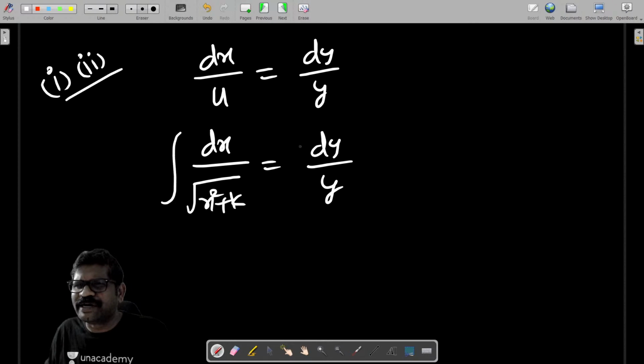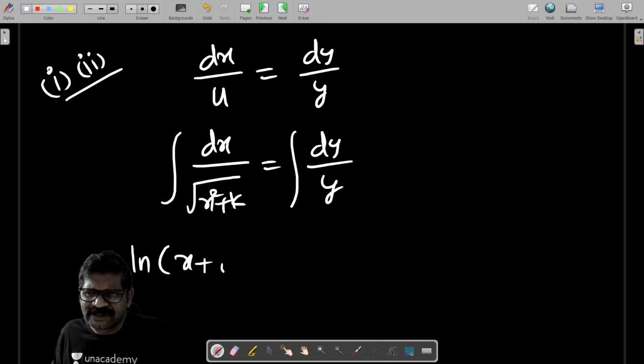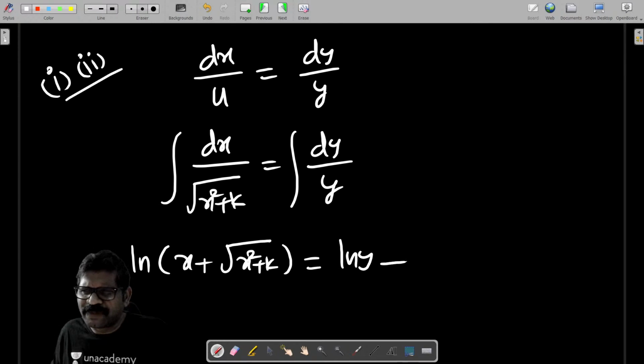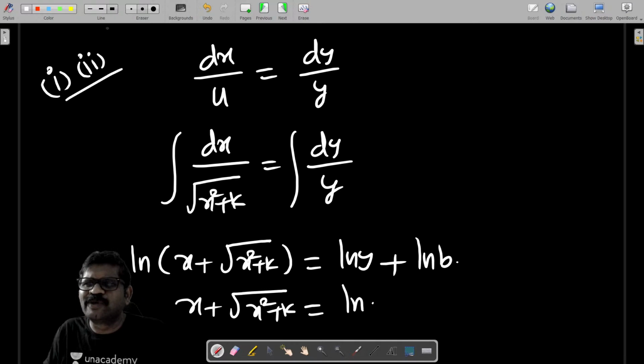Take integration on both sides. Now integral 1 by square root of x square plus k, you can write log x plus square root of x square plus k equal to log y plus some constant log b for our convenience. x plus square root of x square plus k equal to log yb. So delete logarithms on both sides, you will get yb.